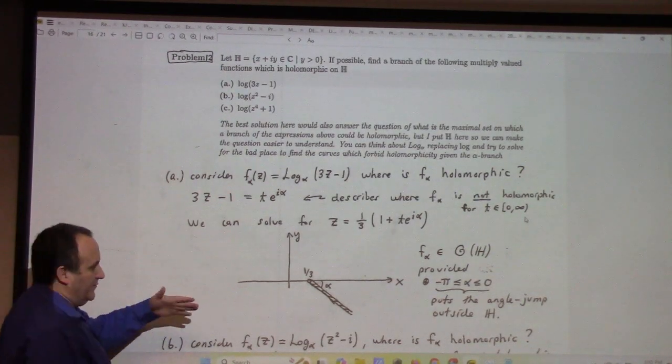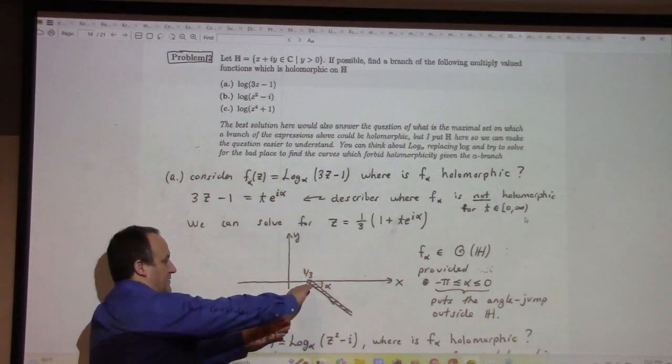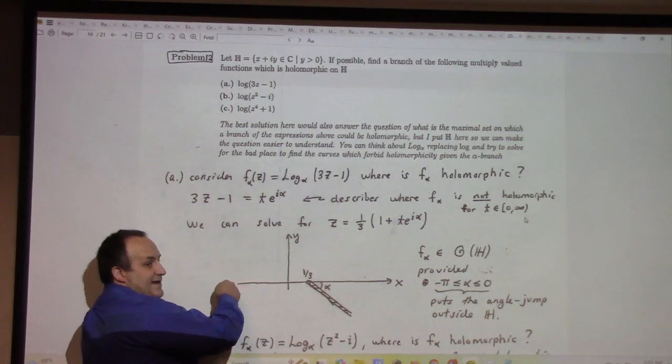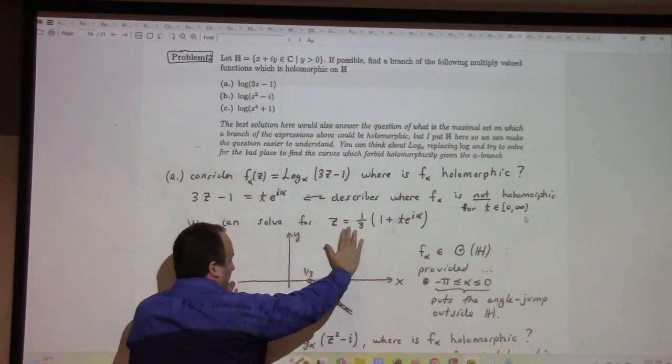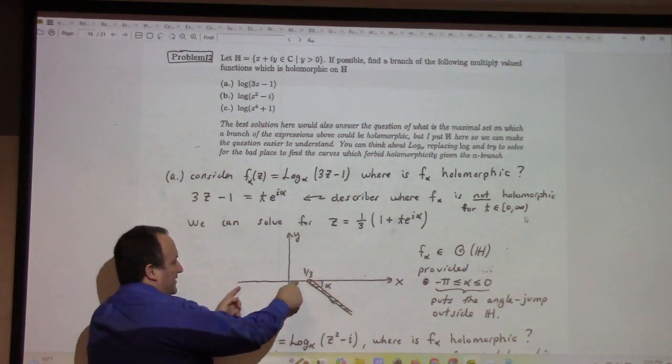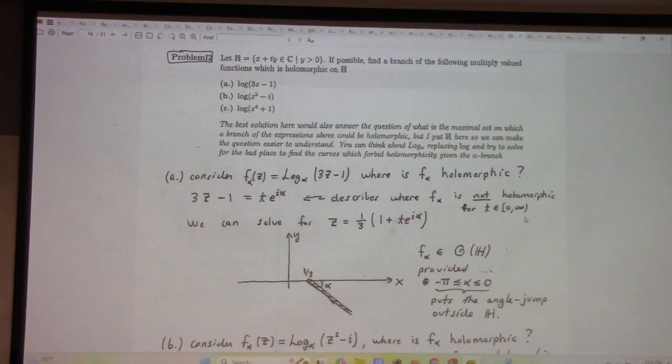It's right on the edge of what works, because the principal log would put the branch cut right on the edge of where you're trying to get holomorphic. You want holomorphic up here, according to the problem statement. So if you put it here, you're just on the edge of what works, and that's okay.